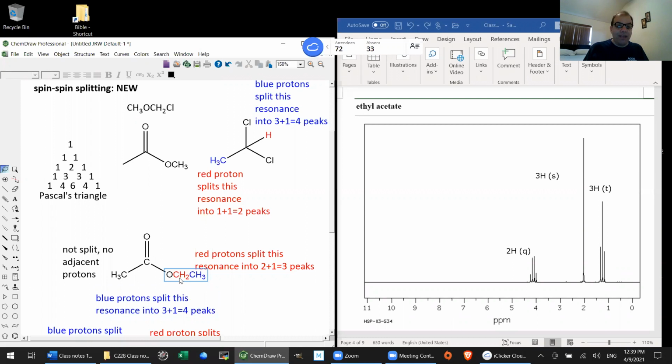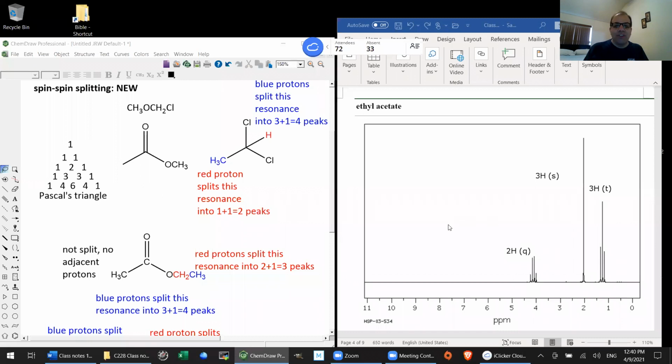Meanwhile, the red protons have 3 adjacent protons. The 3 blue protons will split the 2 red protons, and so 3 plus 1 is 4. We'd expect the resonance for the CH2 to be split into 4 peaks. And indeed it is. I think it should be 1 to 3 to 3 to 1 by Pascal's triangle. I think you'll agree that's close. It's not exactly perfect. Likewise, 1 to 2 to 1.